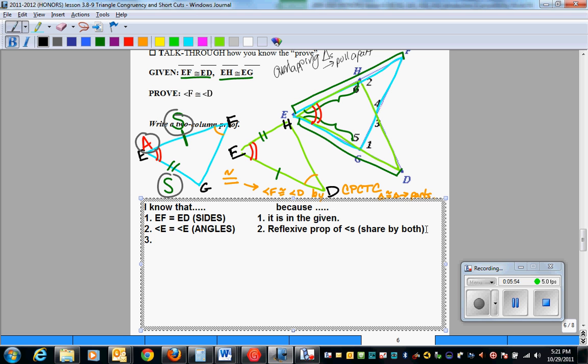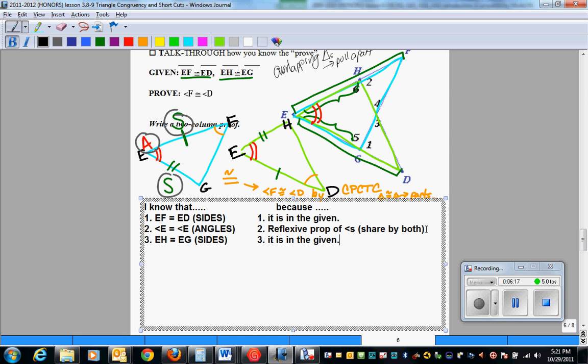Number 3, we know that EH is equal to EG. That's another pair of sides. Why do we know that? It is in the given.